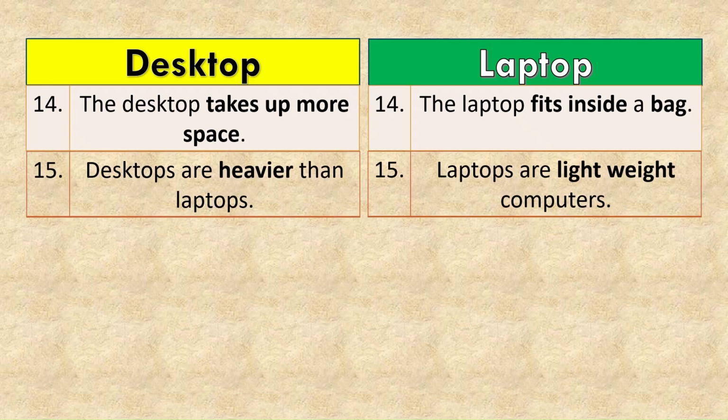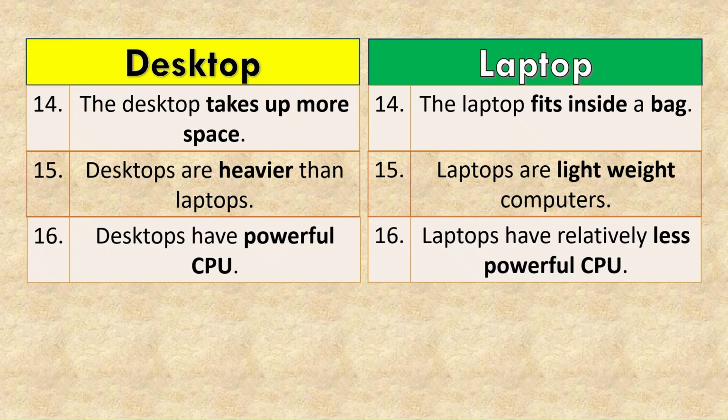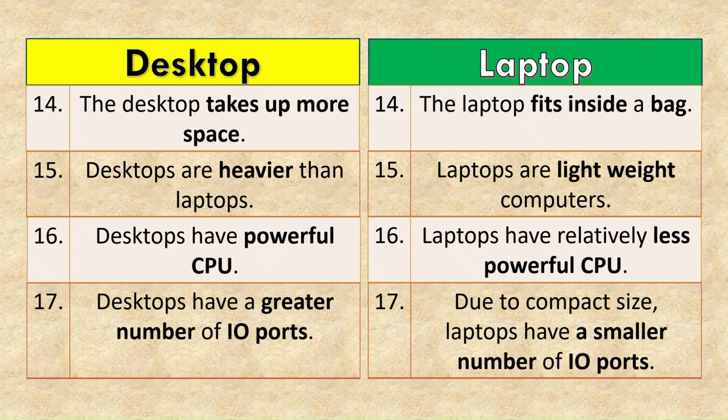Desktops are heavier than laptops. Laptops are lightweight computers. Desktops have a powerful CPU. Laptops have a relatively less powerful CPU. Desktops have a greater number of I/O ports. Due to their compact size, laptops have a smaller number of I/O ports.